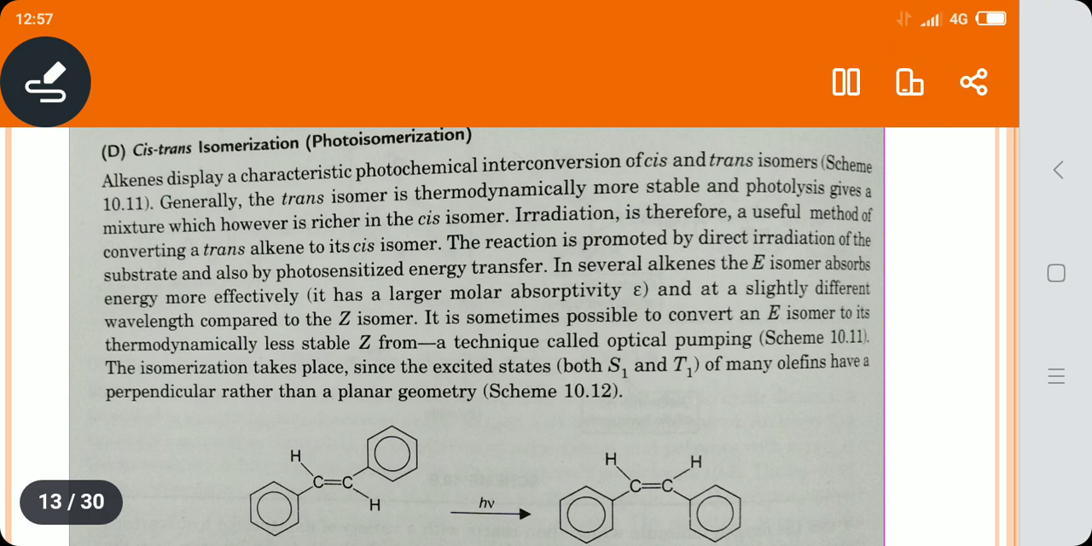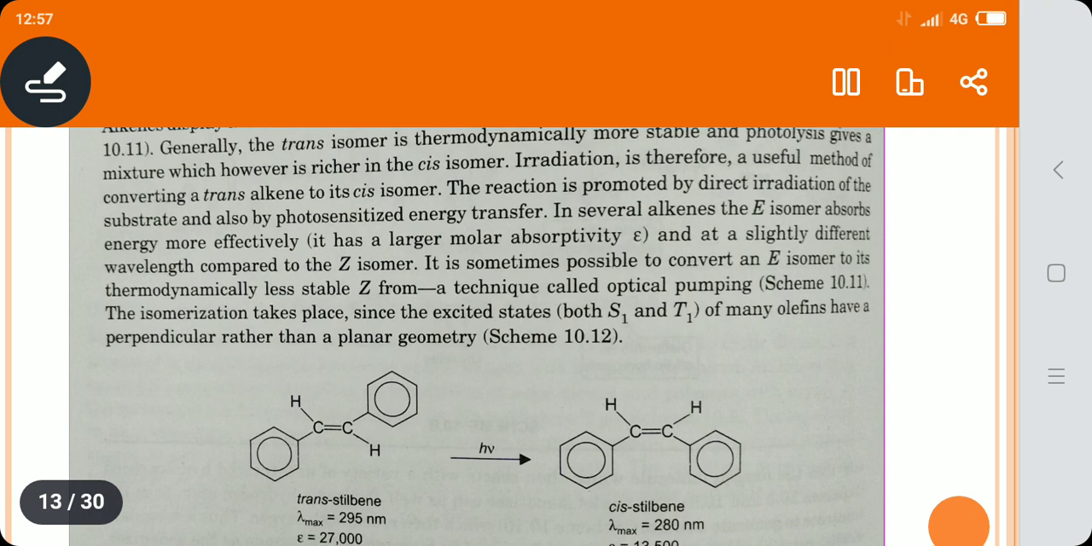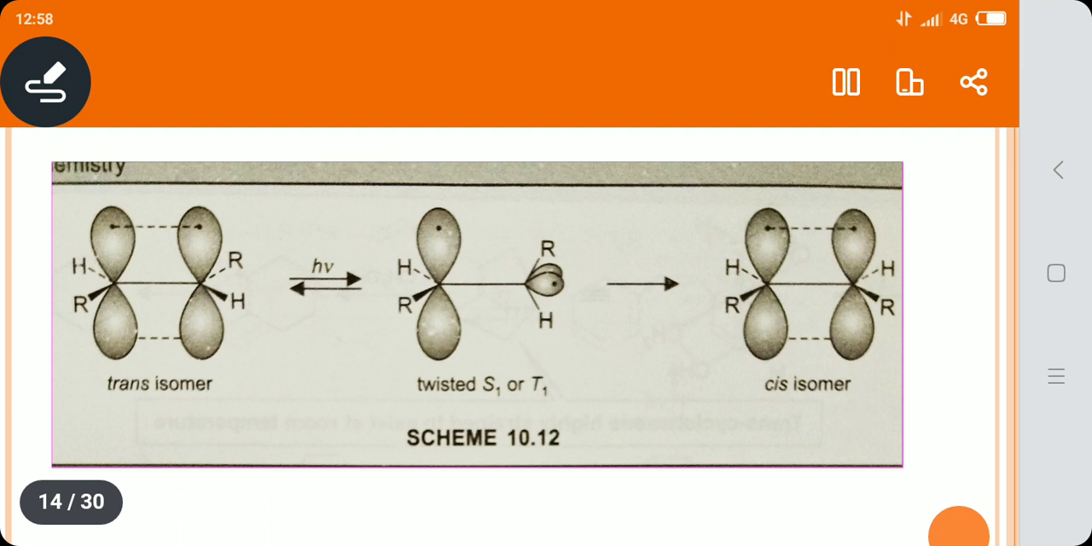But usually we should know that in this example, trans stilbene takes up energy of suitable wavelength and is then converted to cis stilbene only because of a particular transition state which is suitable for the conversion of trans to cis. So we will have a look at the stereochemistry here. Here you can see the trans isomer, and when it takes in energy of the required wavelength, the next step would be the formation of a transition state.